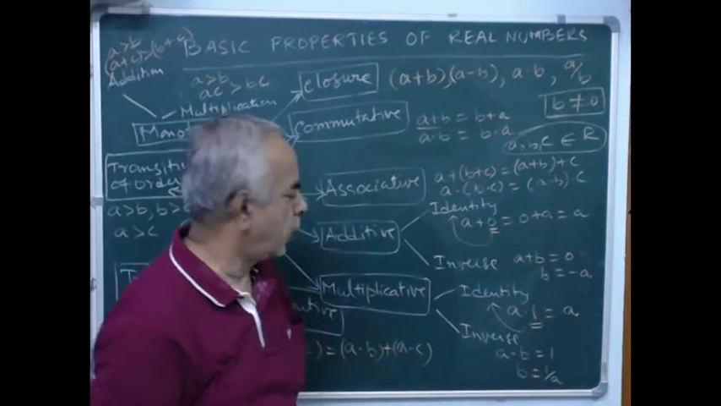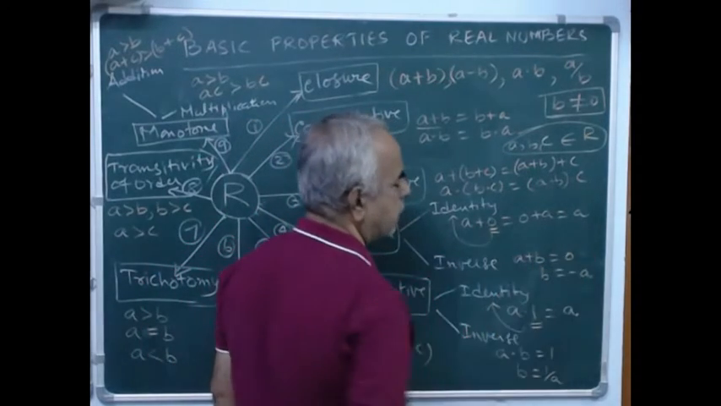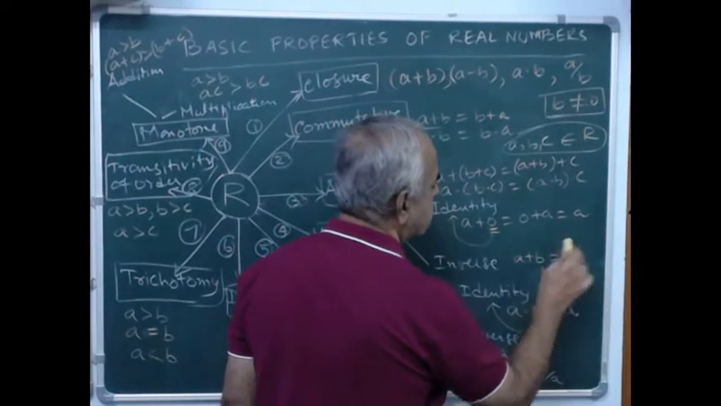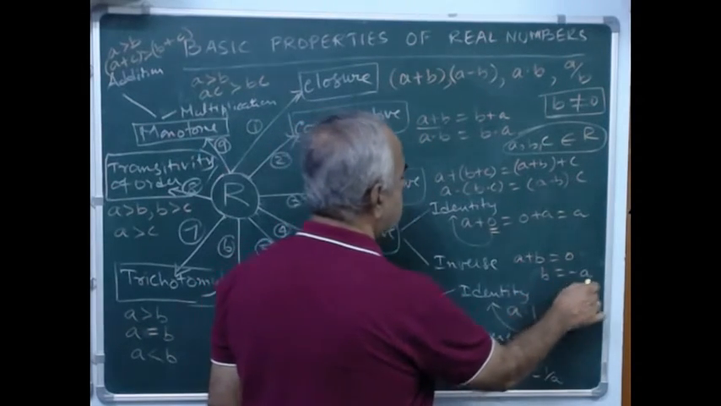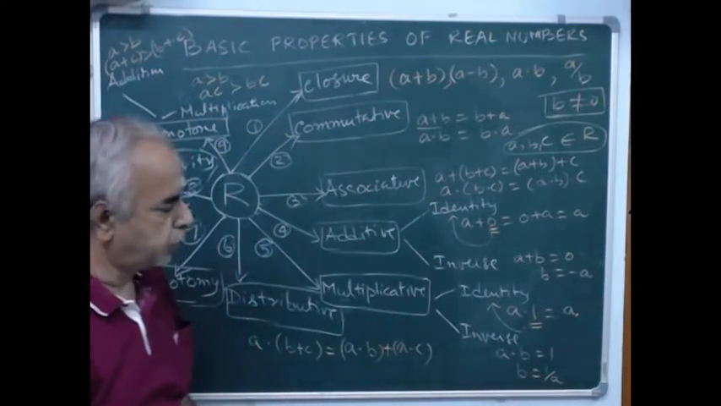Do you understand? Right. And similarly, in the case of inverse, for example, A plus B is equal to 0 and B is equal to minus A. So this B is equal to minus A is the additive inverse of that particular element.